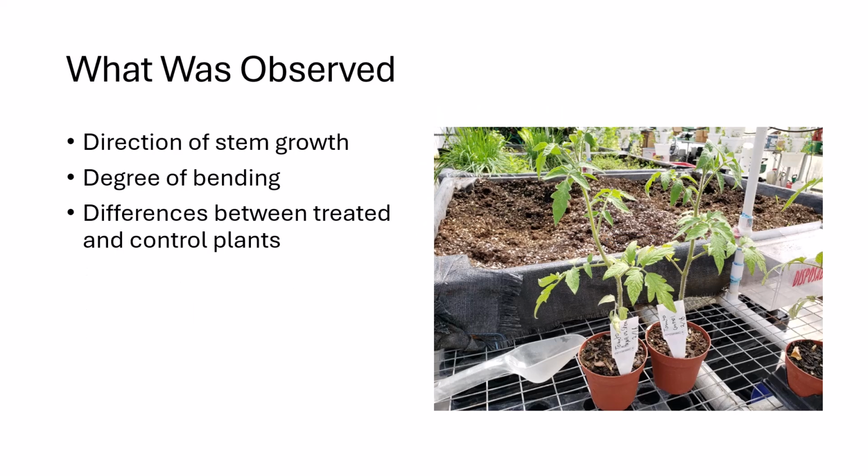After a growth period, the plants were examined for changes in stem direction and shape. The amount and direction of bending were noted, and the treated plant was compared to the control. This allowed the effect of applying auxin to only one side of the stem to be clearly observed.